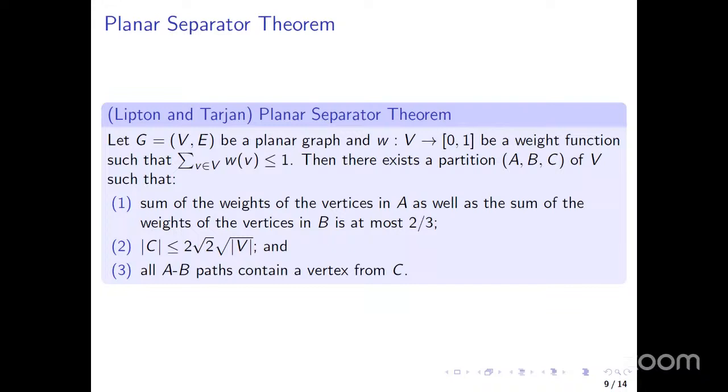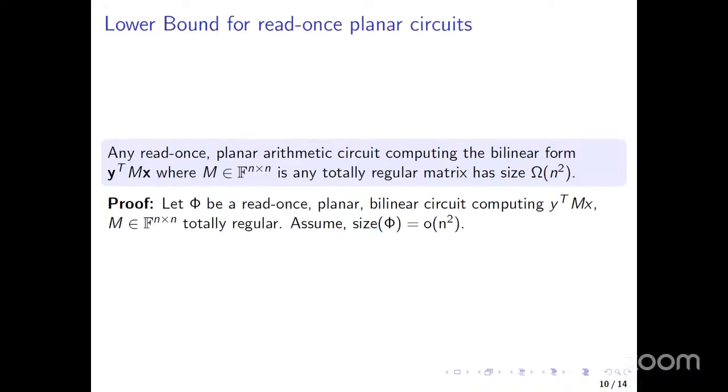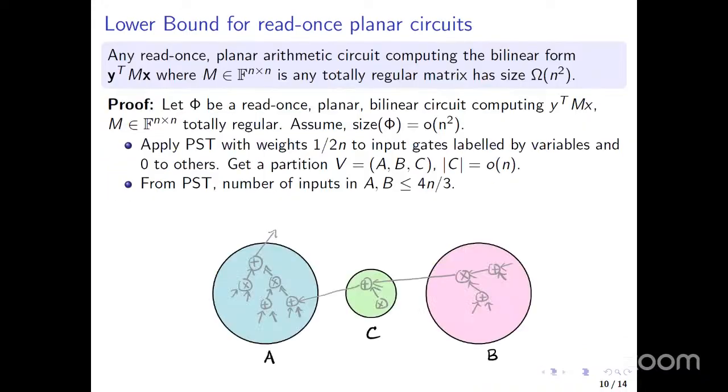What is stated here is a weighted version of the planar separator theorem. You assign a weight to every vertex, such that the sum of the weights is at most 1. Then there exists a partition where C is the separator of not too large size, and the sum of the weights of the vertices in A and B is also bounded. And all paths from A to B must pick a vertex from C. If you want a picture, I think there is some picture. Yeah, something like this.